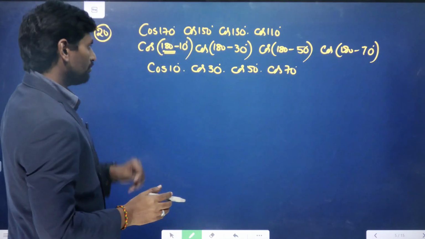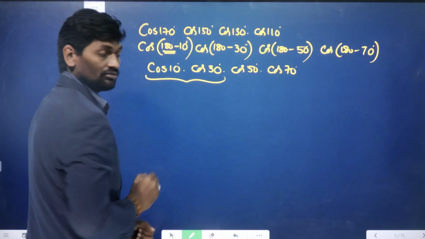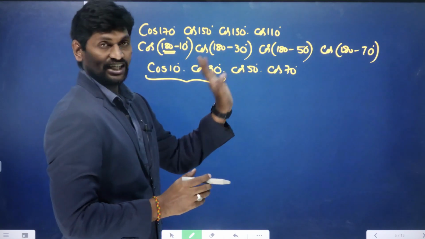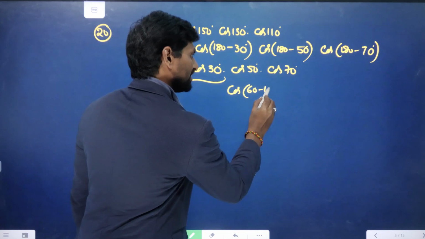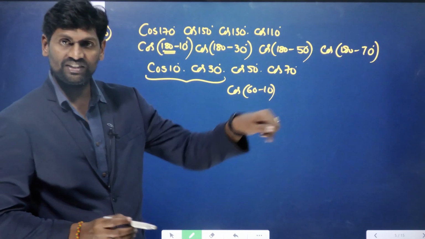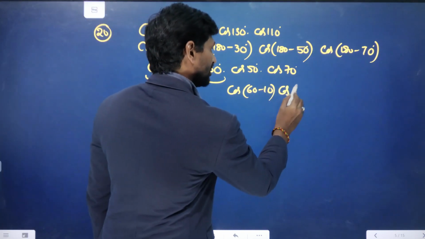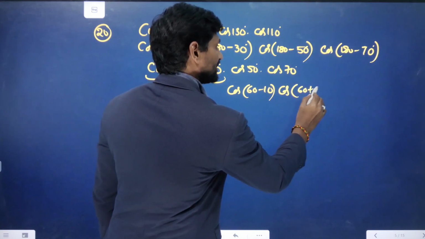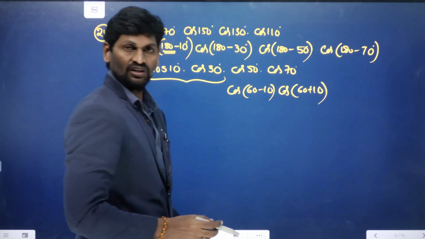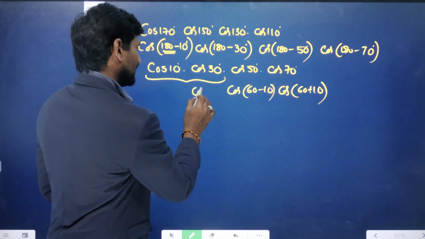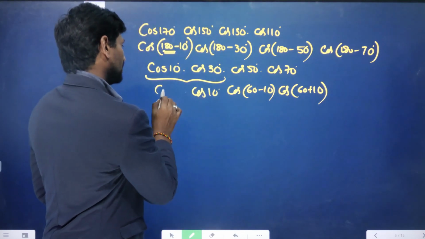Okay, the first two I am leaving like that. The second one I am going to write as cos (60 minus 10) degrees. Here 70 degrees is also cos (60 plus 10) degrees. And this one, cos 10 degrees I am writing in front, and cos 30 as it is.